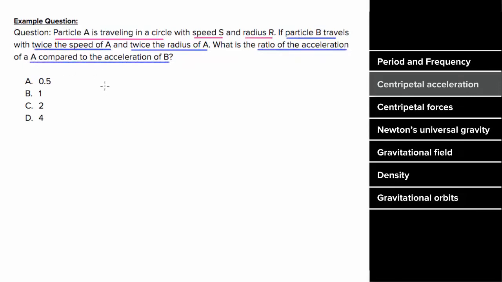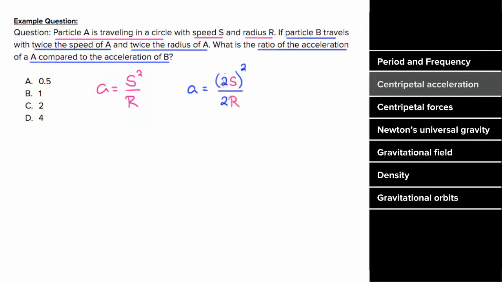So particle A is going to have a centripetal acceleration of the speed squared over the radius. And particle B is also going to have an acceleration of the speed squared, but this speed is twice as much as the speed of particle A, and it's traveling in a circle with twice the radius of particle A.